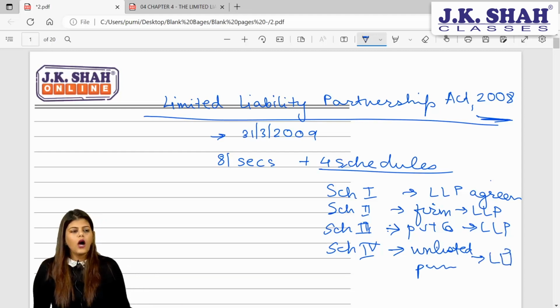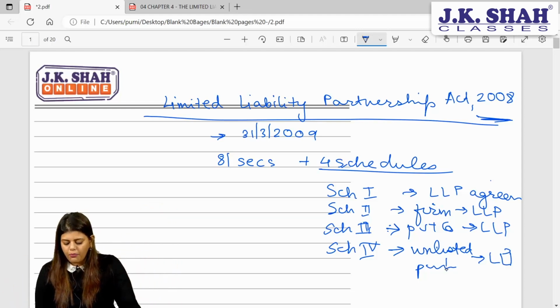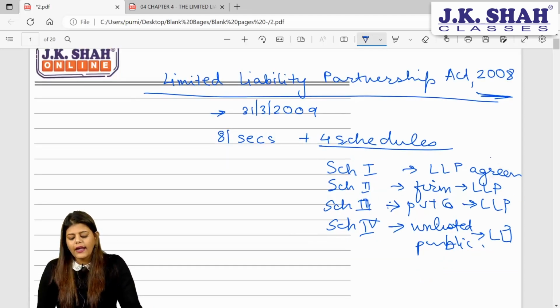See, use common sense. How can you convert Reliance or Infosys into LLP? It's a listed company. So, only unlisted public companies are allowed to be converted to LLPs. Okay. So, what exactly is LLP?